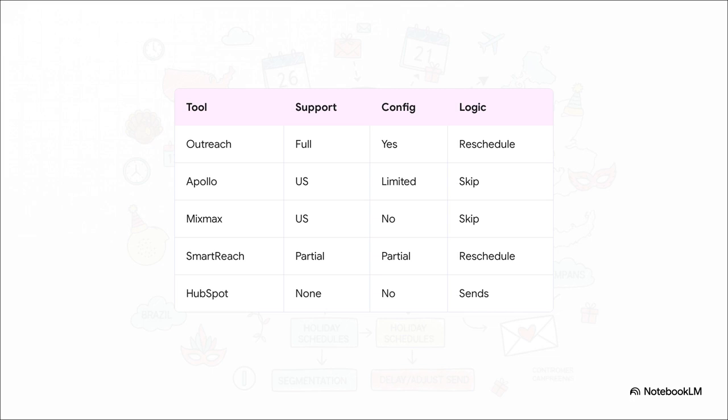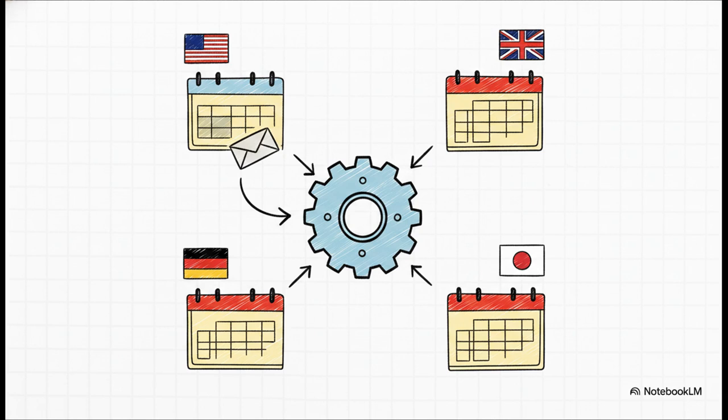Do they support full country dropdowns? Do they just default to the US? Do they intelligently reschedule or just blindly skip? Let's break these down one by one. First up, Outreach.io. Our source material points to this as the only complete implementation of this feature right now. It gives you a dropdown menu for literally all countries. When a send hits a holiday, it intelligently reschedules to the next available block, keeping your cadence perfect.